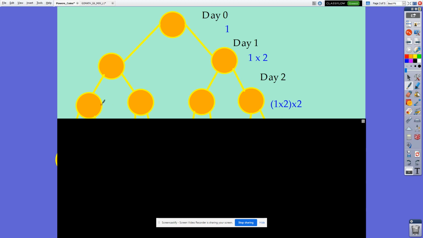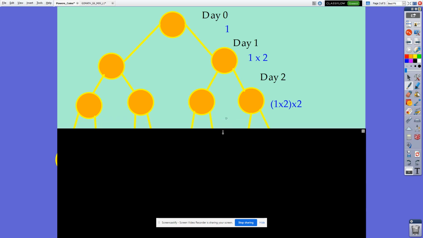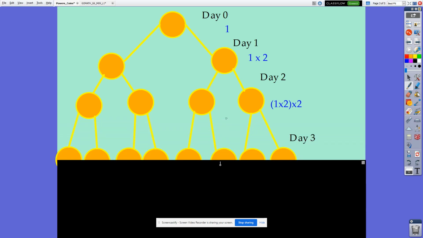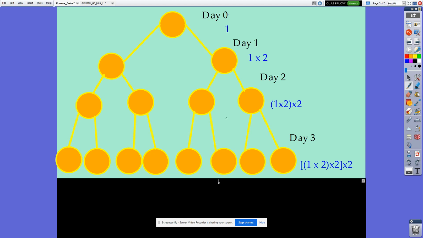And now these 4 coins are all going to duplicate. So on day 3, we have the same number of coins we had yesterday, which was represented by 1 times 2 times 2 times 2 up here. And then we're going to multiply that by 2 again because it's going to double. We're going to end up with 8 coins.